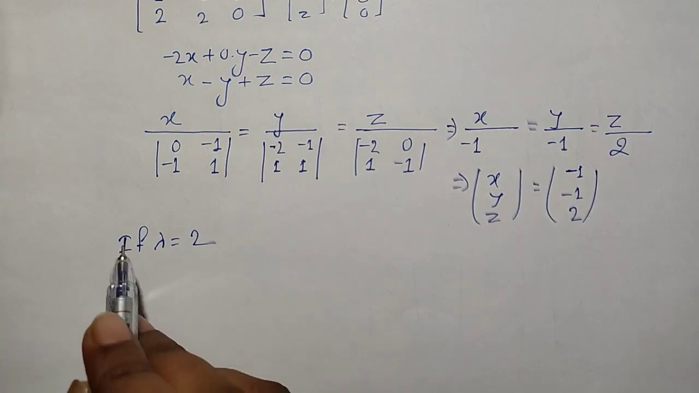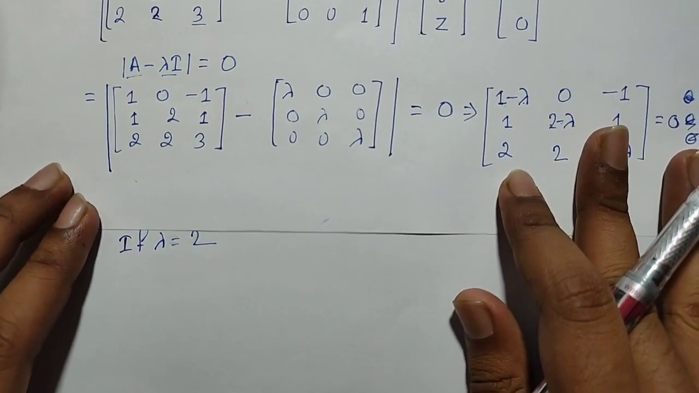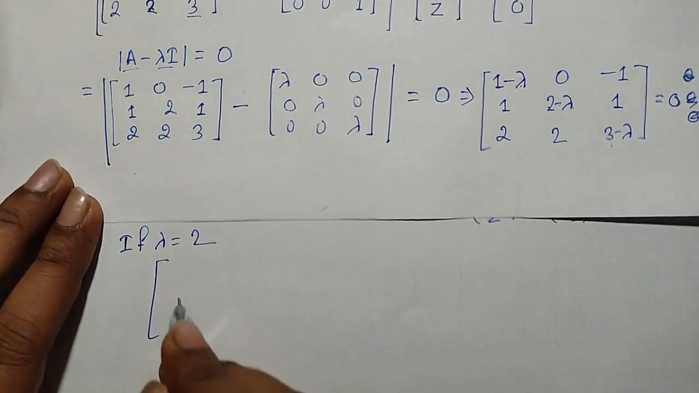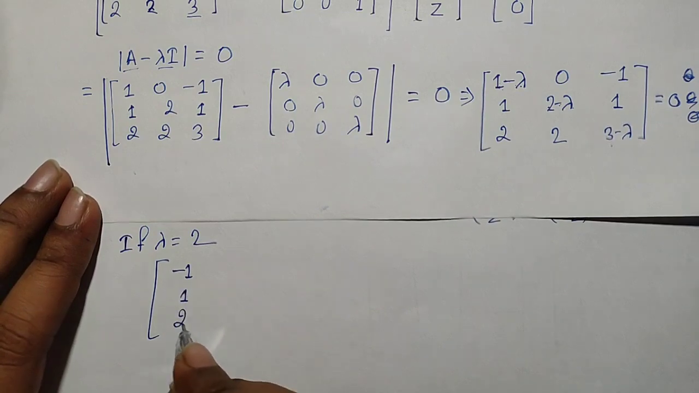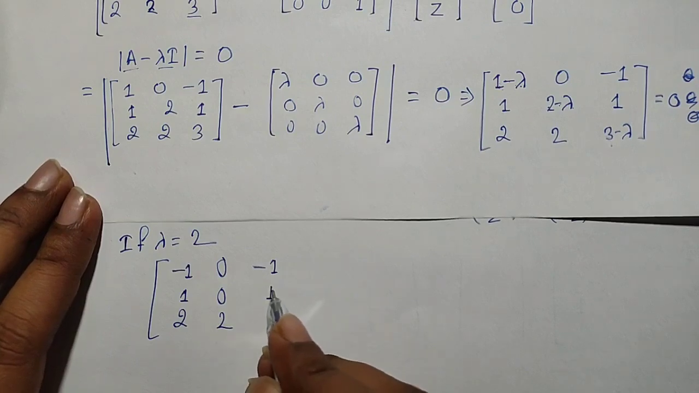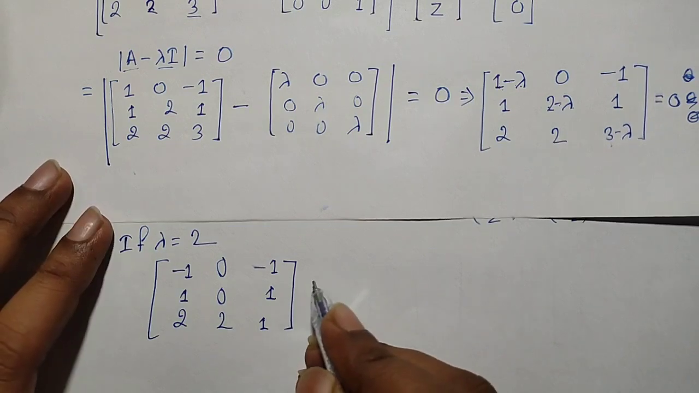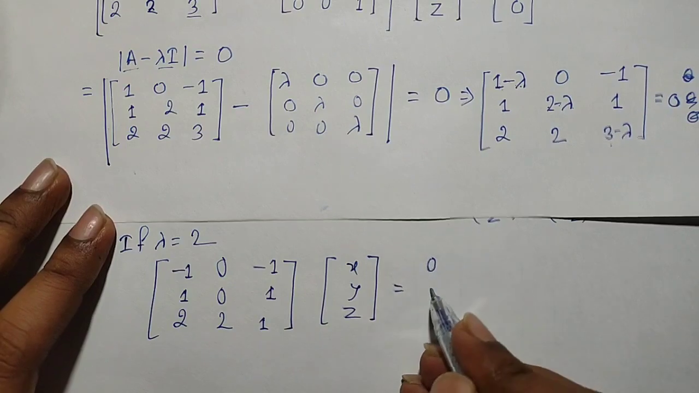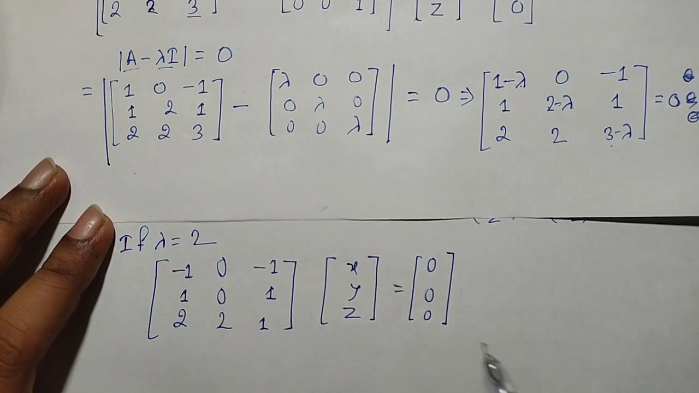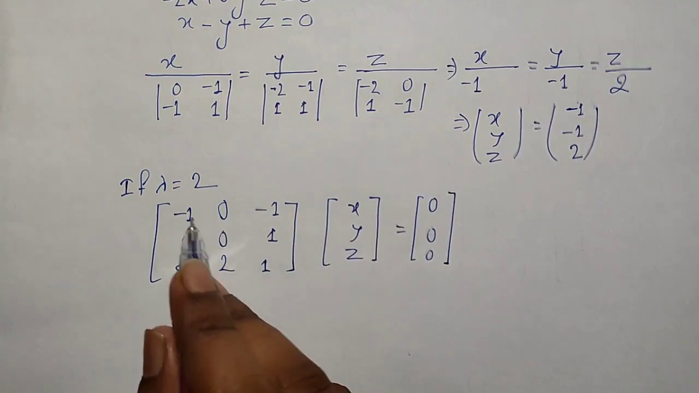So if lambda equals 2, then from this equation we will have 1 minus 2 means minus 1, 1, 2, 0, 0, 2, minus 1, 1, and here 3 minus 2 will be equal to 1, times x, y, z equals 0, 0, 0. Now guys, let us construct equations from this by multiplying these two matrices.